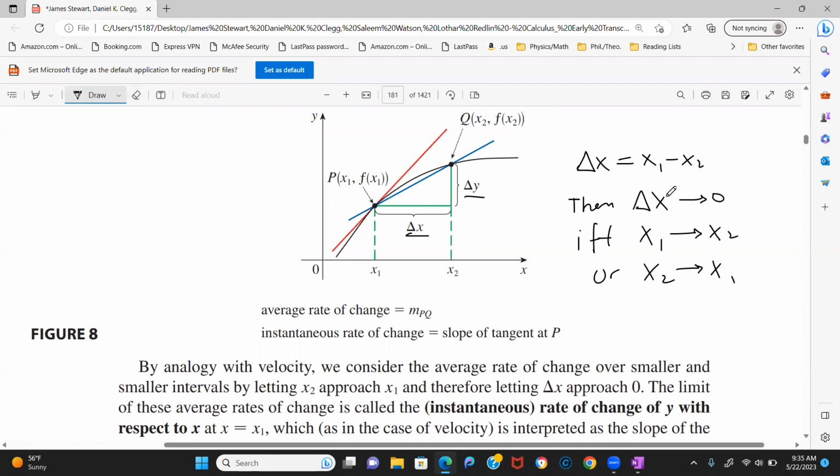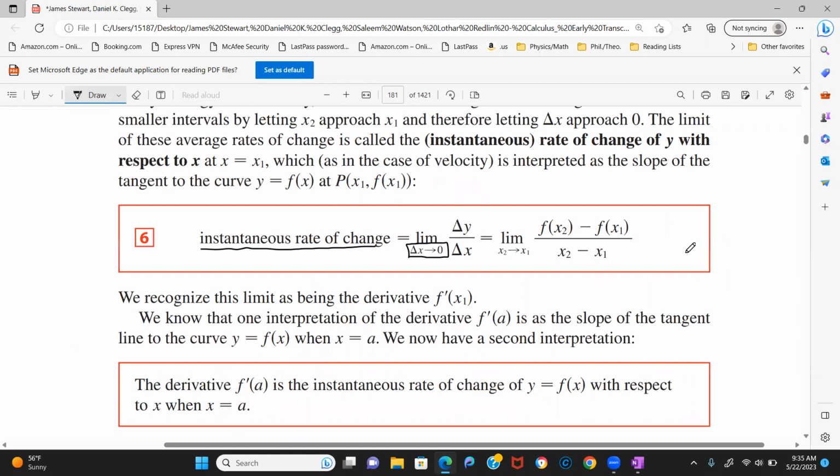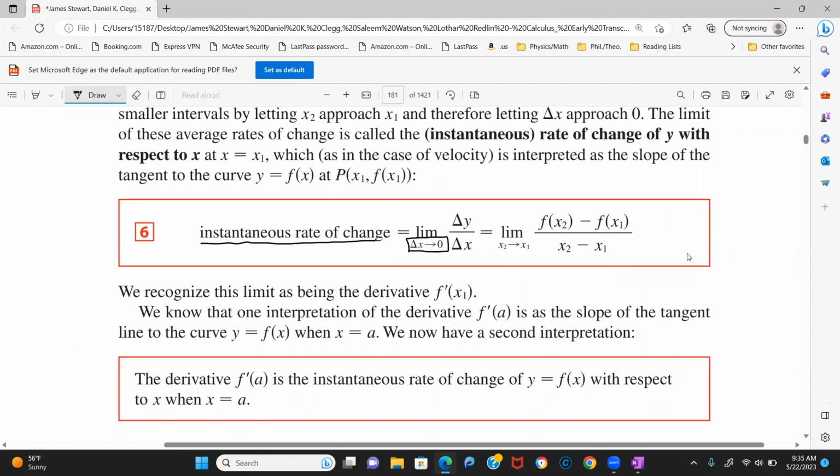If the difference is becoming small, approaching 0, then that means these points are approaching each other. Either one is fixed and the other approaches it, or vice versa. And so the limit, this is just another way of expressing the limit. It's delta y over delta x. And this is going to be helpful when we talk about differentials.